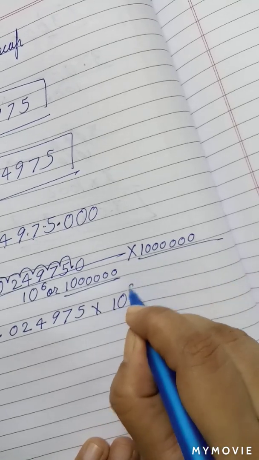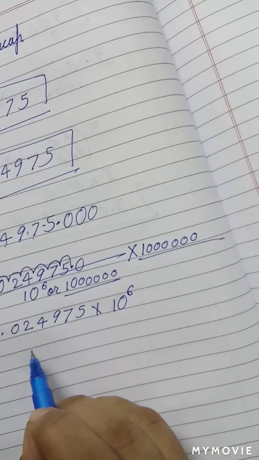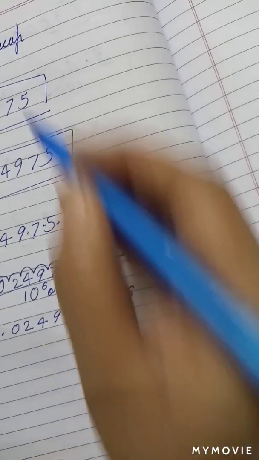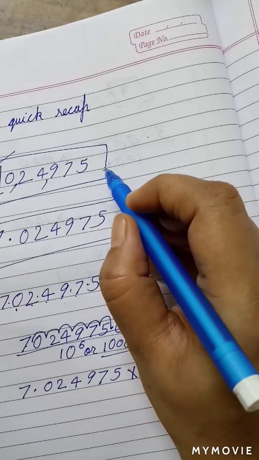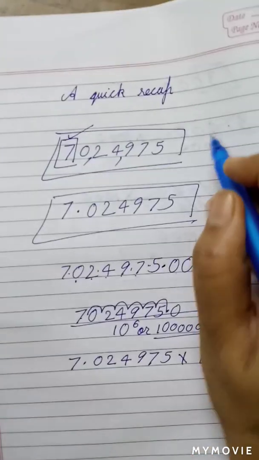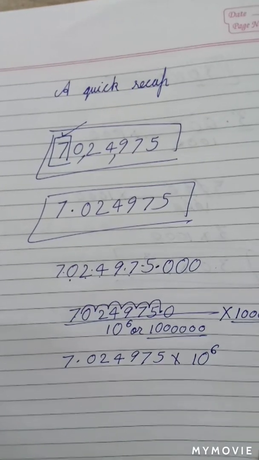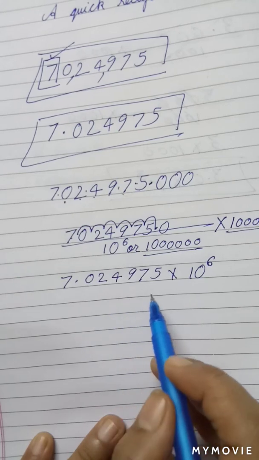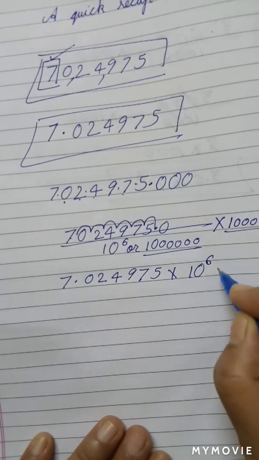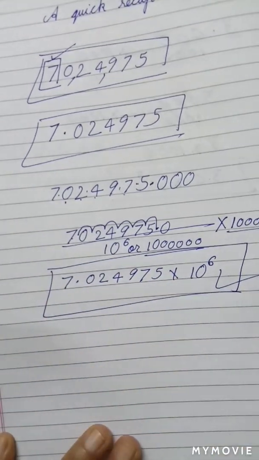We will express it like this. This is 10 million. So this number, this big number, 70,24,975, can be expressed in the standard form like this. 7.024975 into 10 to the power 6. So this is the standard form.